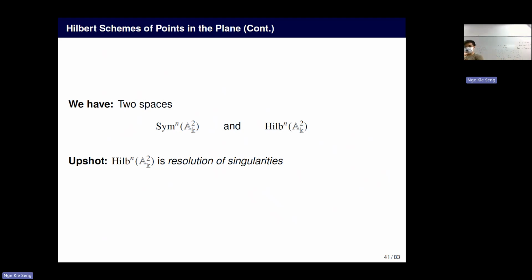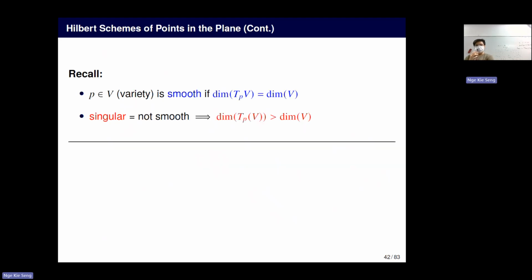So far, we have two spaces, namely the simple but singular symmetric product, and the more complex but smooth Hilbert scheme. The upshot is that the Hilbert scheme of points is a resolution of singularities. Now, to discuss why this is true, we need some preliminaries. First, we settle the singularity of the symmetric product.